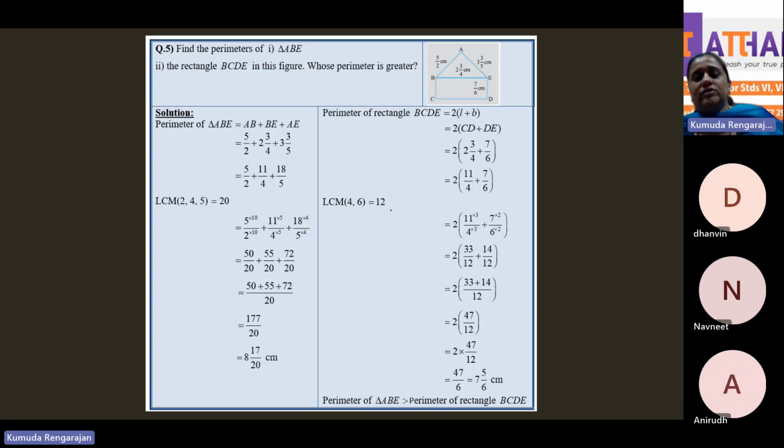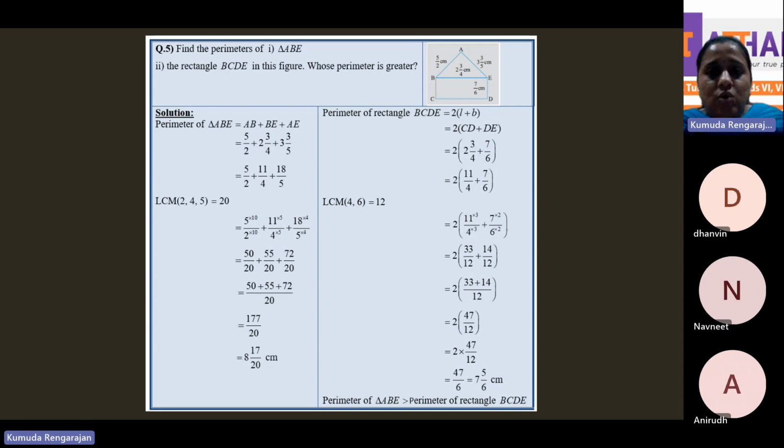So you need to substitute and again add. And down here you have 2 into 47 by 12. 2 ones are 2, 2 sixes are 12, so 47 by 6. And put it as a mixed fraction.